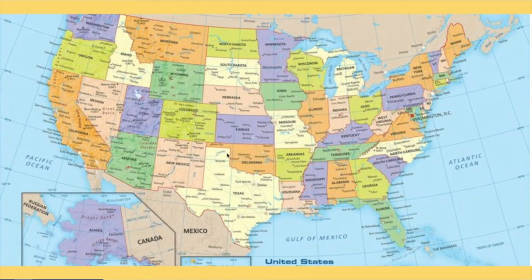There are many different kinds of maps. Like this map is a map of the United States. It shows each different state, and if we were able to zoom in, we can see the different cities.